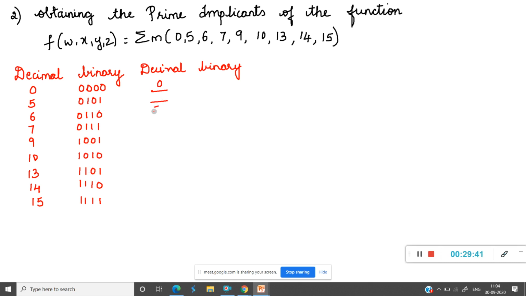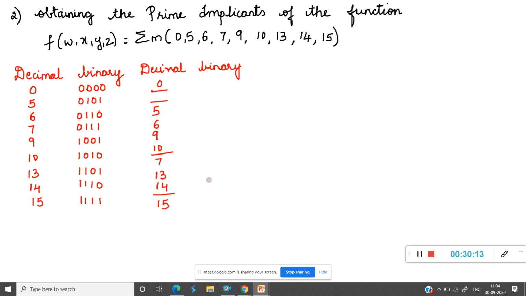Next, 5 is having 2 ones. Next, 6 is having 2 ones. Next, 9 is having 2 ones. Next, 10 is having 2 ones. Okay, these all belong to second category. Number of logic ones is 2. Next, 7. Next, 13 is having 3 ones. 14 is having 3 ones. Next, last 15 is having 4 ones.